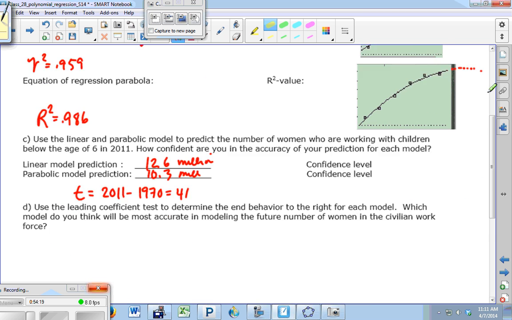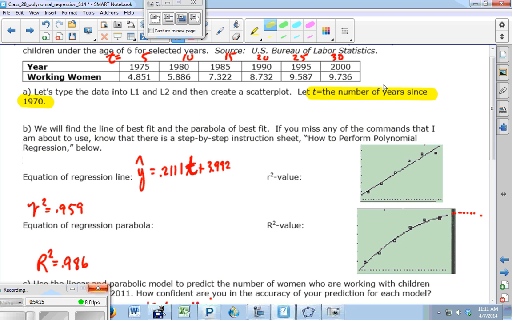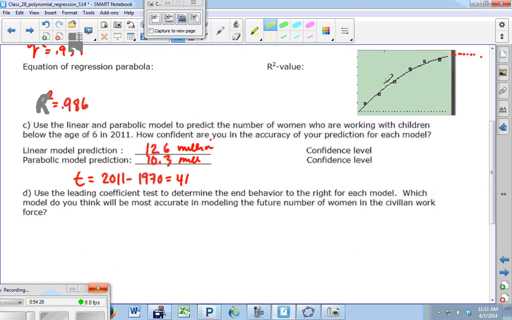So if you were using one of these models, given the data set right here, which one would you feel more confident in, the parabolic model or the linear model? Parabolic. This one isn't too bad. My confidence level here would be pretty good. But right now, given that 2011 isn't too far outside my data set, I'm extrapolating outside of my data set, but it's not too far out. I'm feeling really good with this parabolic model.